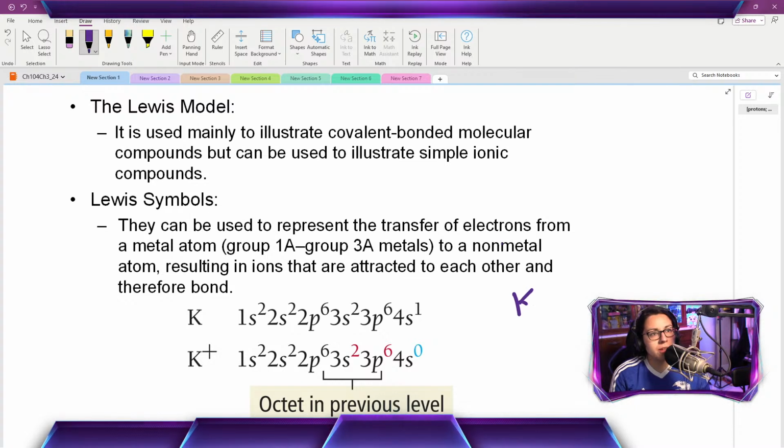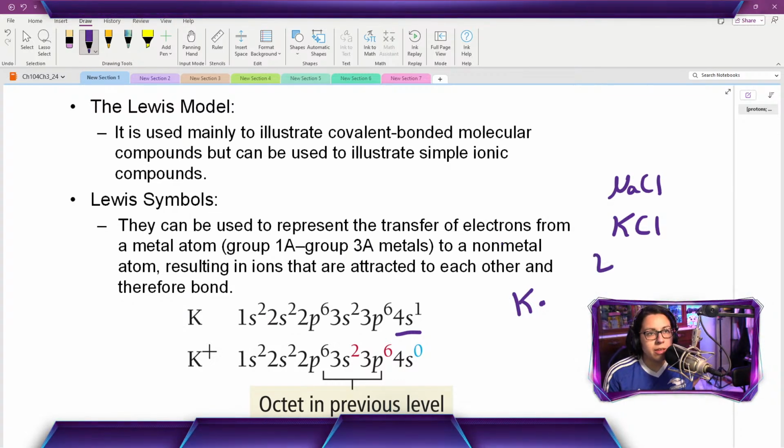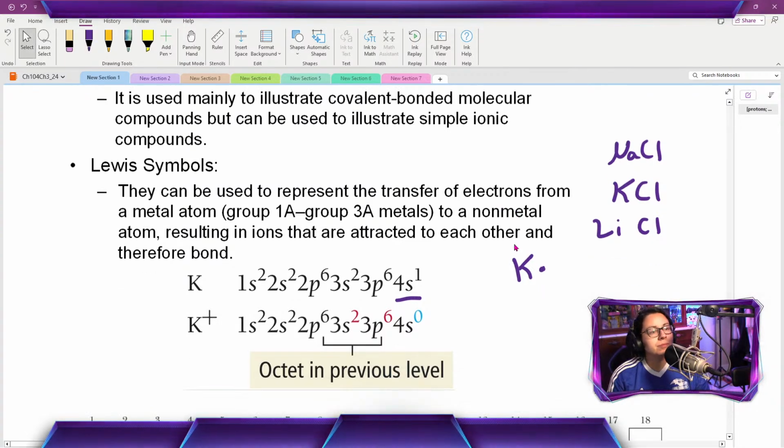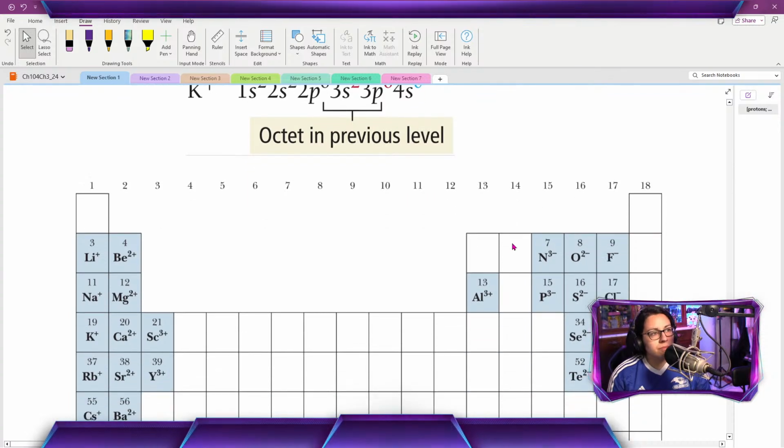Again, same thing with potassium. So it's our alkali metal. And again, it follows that 4s1 pattern. And then we're going to see it has a tendency, so it can make potassium chloride. Same thing like sodium. So everything in group 1, notice, makes a 1-to-1 ratio. And so with that, that's where we get these charges from.